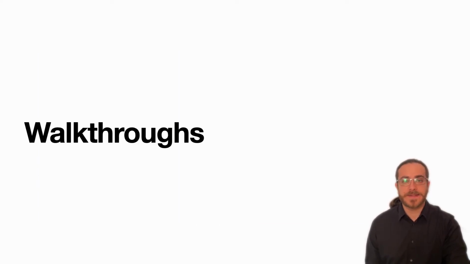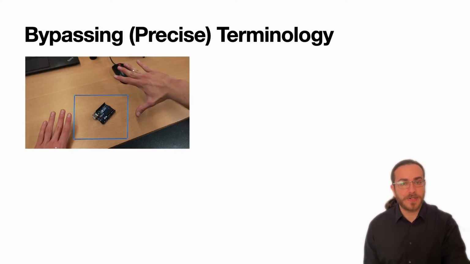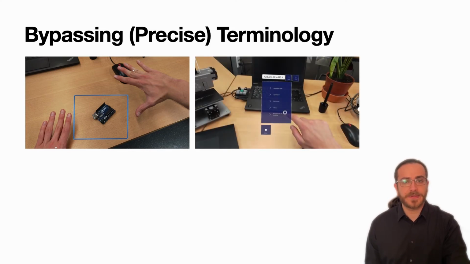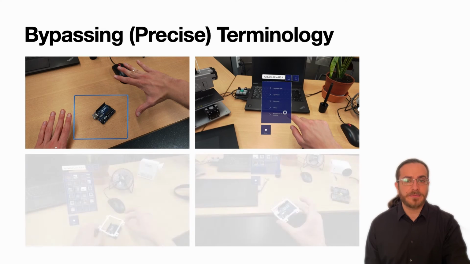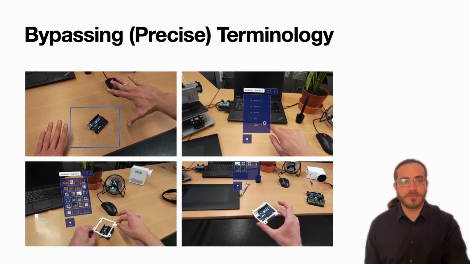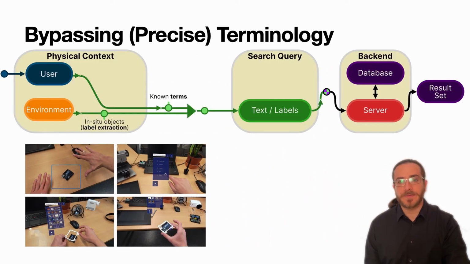Let's take a look at some walkthroughs we did with ShapeFindAR. We might have an Arduino clone lying around. The name would be an ideal query, but it is not written anywhere. Therefore, this demands domain knowledge. So we frame the object and we receive suggested labels to use as text queries. We can then preview results in situ. This depicts the transfer between physical context and a textual query.